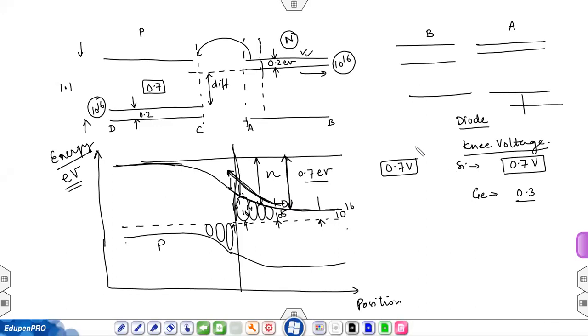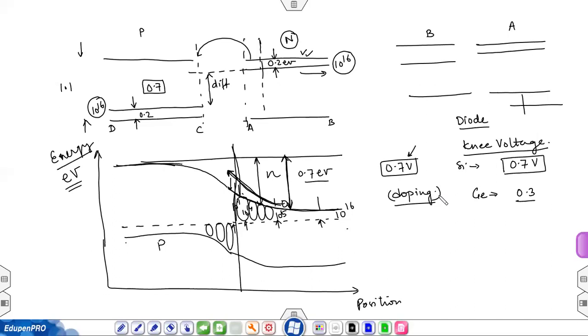And it is not constant. So what will be your answer? It depends upon what? Not temperature. It depends on the doping level. What is the doping you have made in the semiconductor? If it is heavily doped, what do you think? Will the knee voltage increase or decrease?